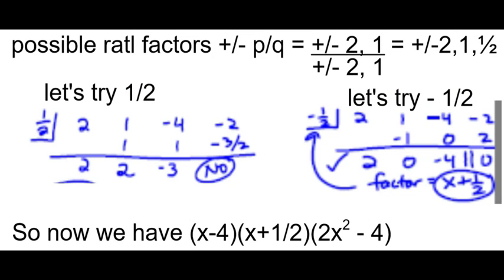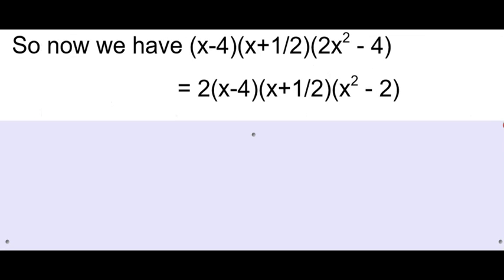Okay, so that trinomial we were left with, we narrowed it down to some rational factors. We tried 1/2, it didn't work. We tried negative 1/2, and it did work. So now we knew from before that x minus 4 was a factor. Now we know that x plus 1/2 is a factor, and we know that we've got 2x squared minus 4 left over. You can see on the right there with our synthetic division, we have 2x squared minus 4 left over. Okay, so now we're down to a quadratic, and we have lots more options for figuring out what the factors are.